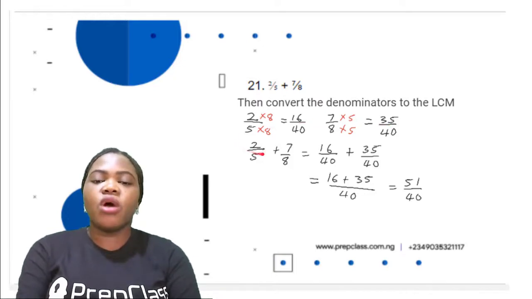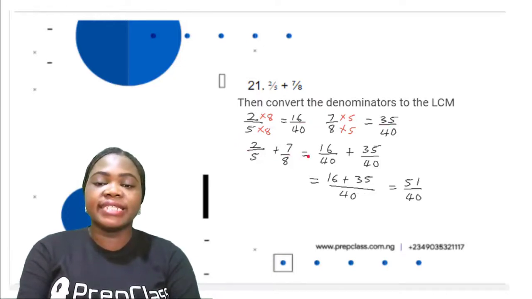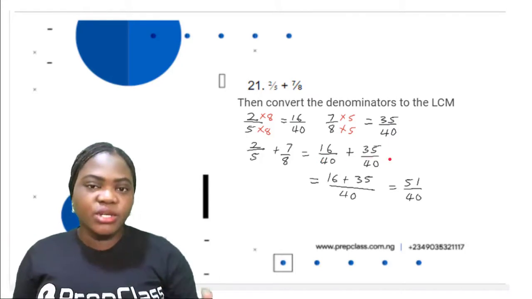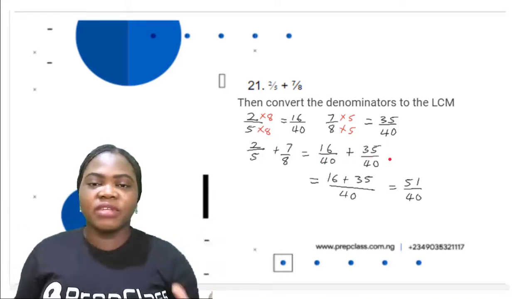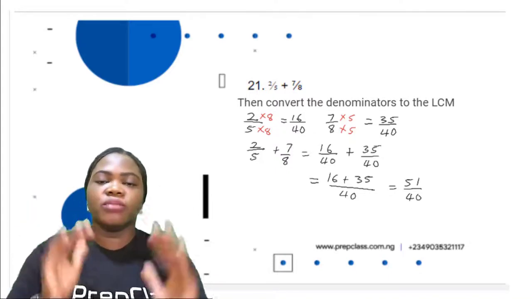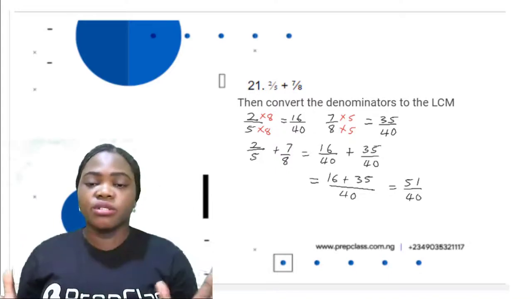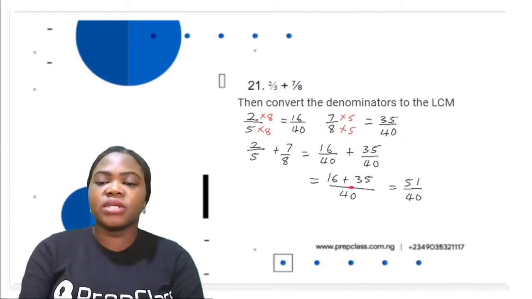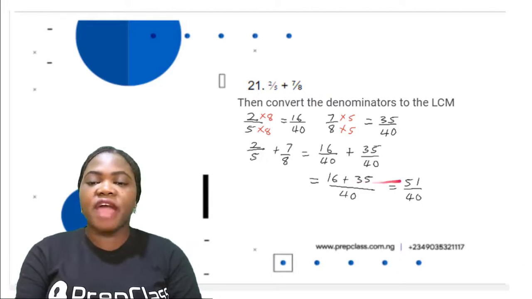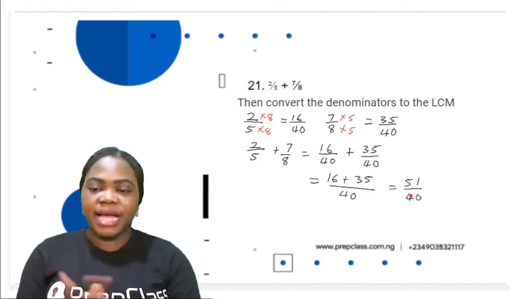So now 2 over 5 plus 7 over 8 is 16 over 40 plus 35 over 40. Can you see now that they both have the same denominator? All we have to do next is to add the numerators and divide by the common denominator. So we have 16 plus 35 divided by 40. 16 plus 35 is 51. So 51 over 40 is the answer.